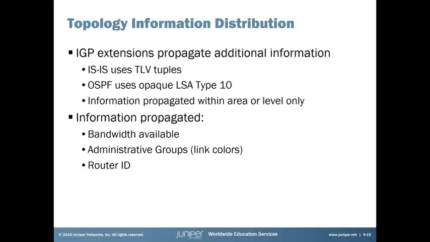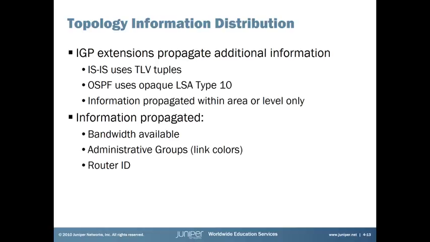Okay, so let's take a bit of a look at this. How does it get this done? The IGP extensions propagate additional information. Now in ISIS, the extensions are called TLV tuples, and in OSPF they're called opaque LSAs type 10. Don't get too bogged down in the names. Basically, they contain information that is ultimately going to be used to build our traffic engineering database.